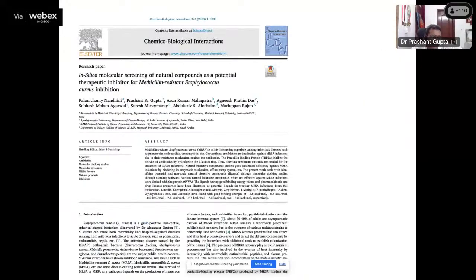And then a very beautiful paper where we propose that if a patient is suffering from MRSA, methicillin-resistant Staphylococcus aureus, which phytoconstituent or herb can be given along with antibiotics to promote the antibiotic action, or synergize with them, to protect the patient from MRSA. This was published in Chemico-Biological Interactions, a very good journal with an impact factor of more than 5. Dr. Mahapatra sir and I were the authors of that paper.